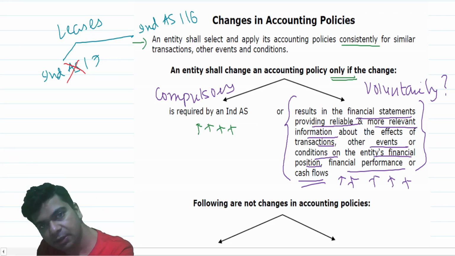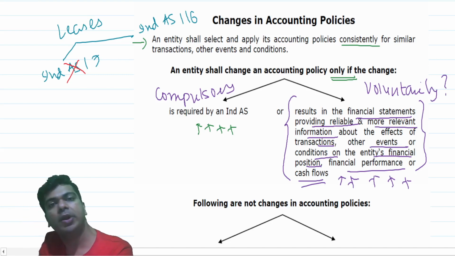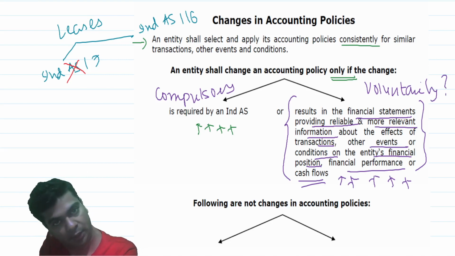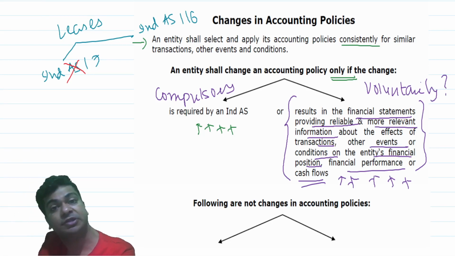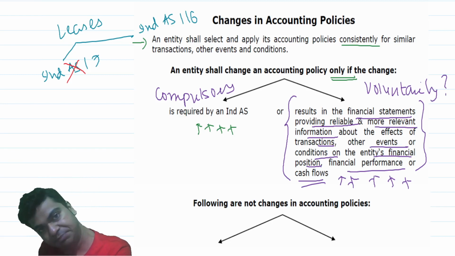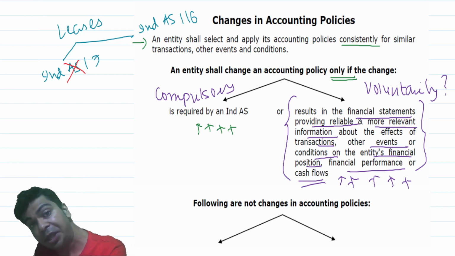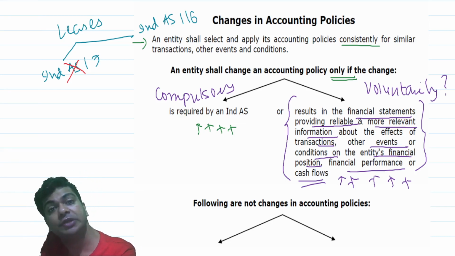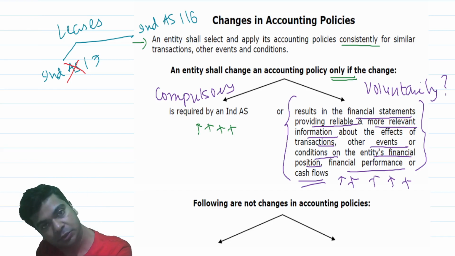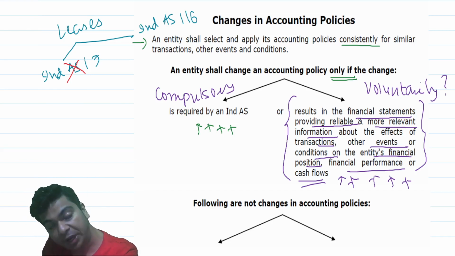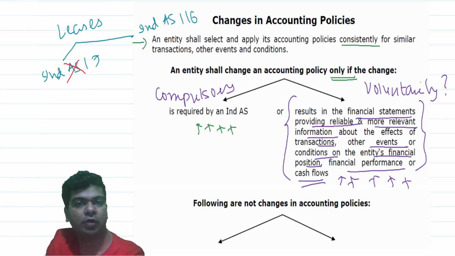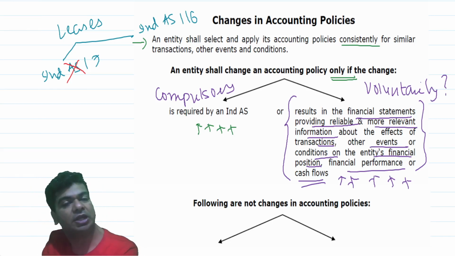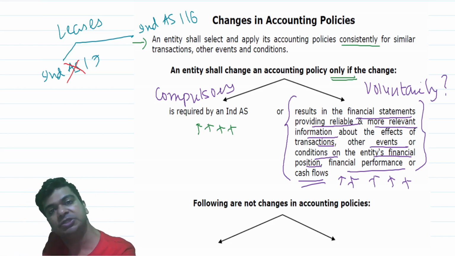So please keep this thing in mind. As far as possible, follow an accounting policy consistently. Do not change your accounting policies frequently. Accounting policy can be changed if it is required by another Ind AS, that is a compulsory change in the accounting policy. Accounting policy can also be changed voluntarily if the change in the accounting policy will provide better information in the financial statements. If you are getting more reliable and more relevant information about your financial performance, about your financial position, about your cash flows, you should definitely change the accounting policy.